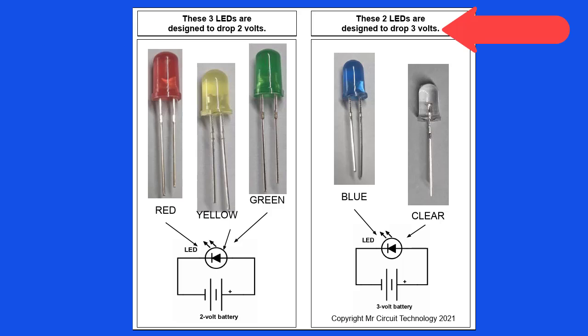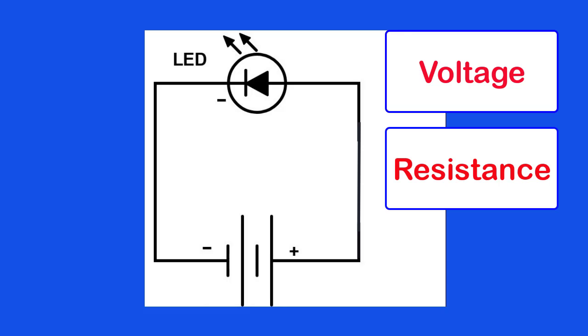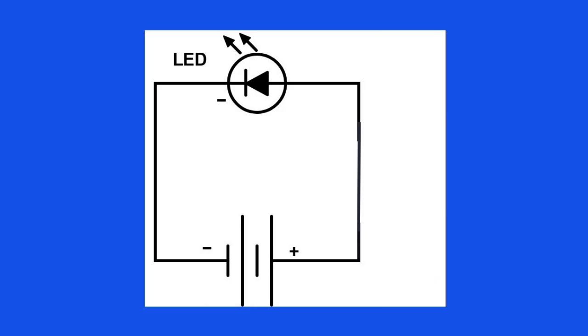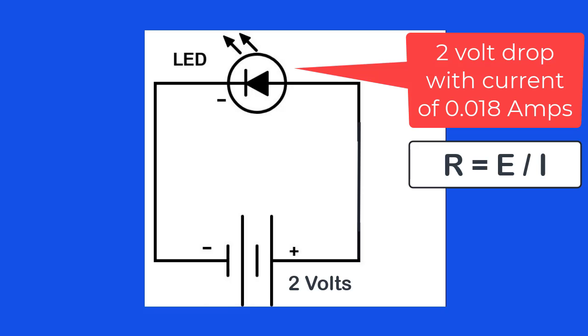You have learned that in a simple circuit, there are 3 factors: the voltage, the resistance, and the current. If we have the value of 2 of the 3 factors, we can calculate the third with Ohm's law. With an LED that has a 2-volt drop with a current of 18 milliamps, we can calculate the resistance that the LED gives to the circuit with the formula R equals E divided by I.